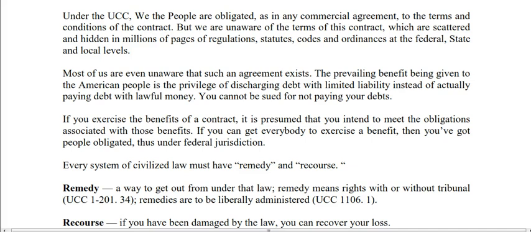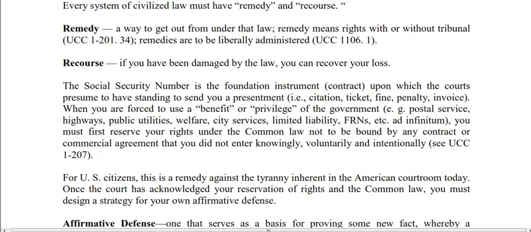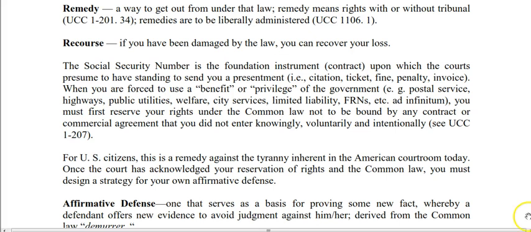Every system of civilized law must have remedy and/or recourse. Remedy, a way to get out from under that law. Remedy means rights with or without tribunal, UCC 1-201. Remedies are to be liberally administered, UCC 1-106. Recourse, if you have been damaged by the law, you can recover your loss. The Social Security number is the foundation instrument contract upon which the courts presume to have standing to send you a presentment, i.e. citation, ticket, fine, penalty, or invoice.